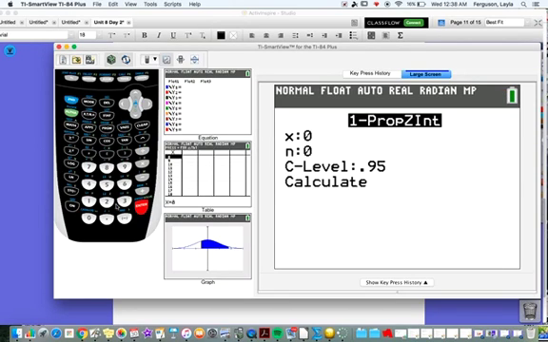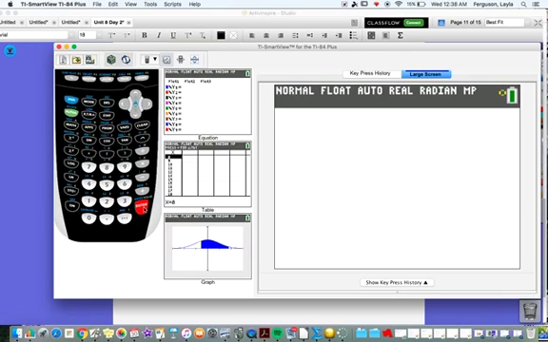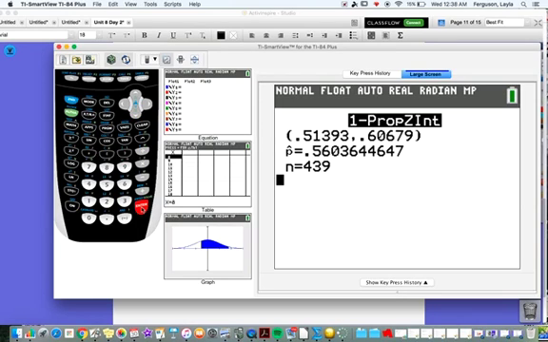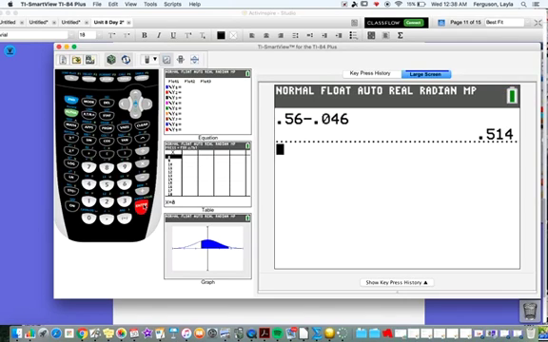Alright, so then your x is going to be 246. Your n is going to be 439. Your confidence level that you are looking at is 0.95. So then you would just calculate. Oh, it went away. So then you would calculate and it would give you what you needed.